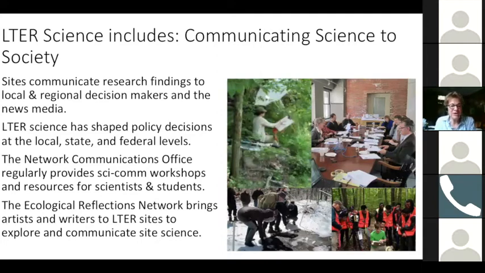So LTR science also includes communicating science to society, and I think this is a new and very important aspect of the LTR, and at least at the KBS side, I know we talk to our REUs a lot about this. Being able to share what you've learned, not just your passion, but the findings with different kinds of people is important, whether they be neighbors, or your parents, or regional decision makers, or the news media. And LTR scientists have become very good at communicating the relevant aspects of their research so that it can shape policy locally, state, and at the federal level. And the Network's Communication Office helps us do that well by providing workshops in scientific communication. And you'll find if any of you go to national meetings, that's often a very important part of a national meeting now, is to help scientists be better at communicating their science. Now, our site has not participated in the Ecological Reflections Network, but we have had some artists in residence. And I think it's very exciting to see the basic scientists and the LTR beginning to explore how artists and writers, creative writers, can help us communicate and explore our science to different audiences.